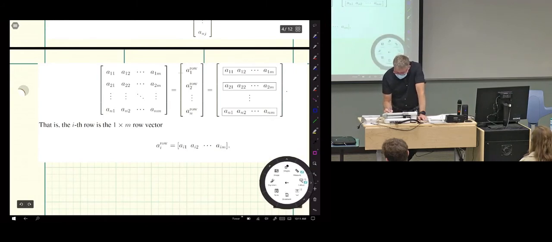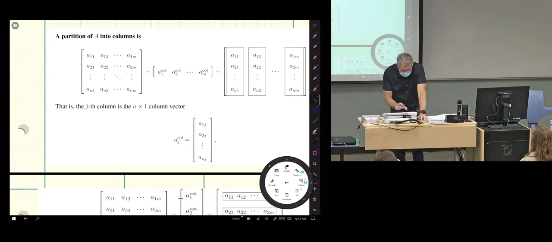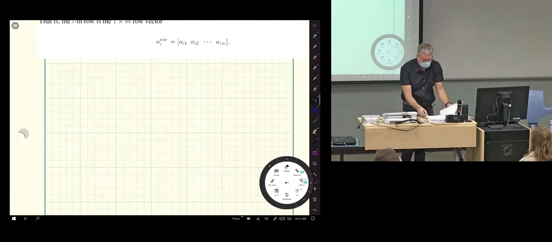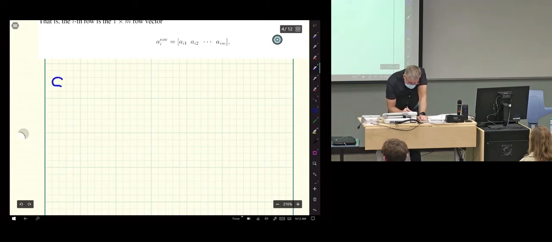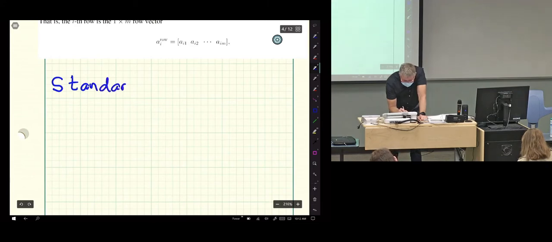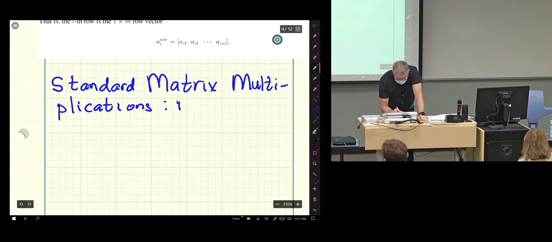And so we can also take A and get the individual rows, just like we did on that small example. Okay, so if you can multiply rows times columns, just like we looked at, that's how we're going to do matrix multiplication. So let's lay that out. So this is standard matrix multiplication. So you take rows times columns.